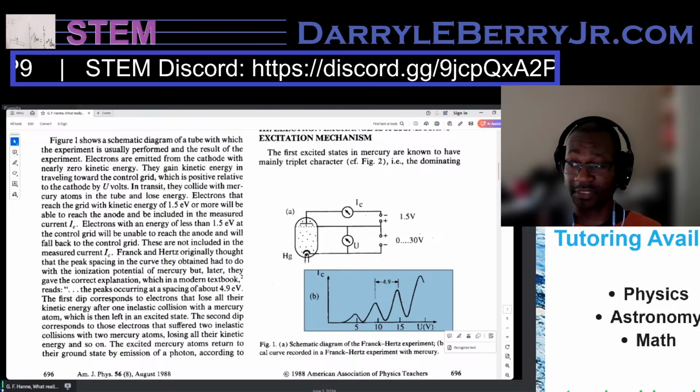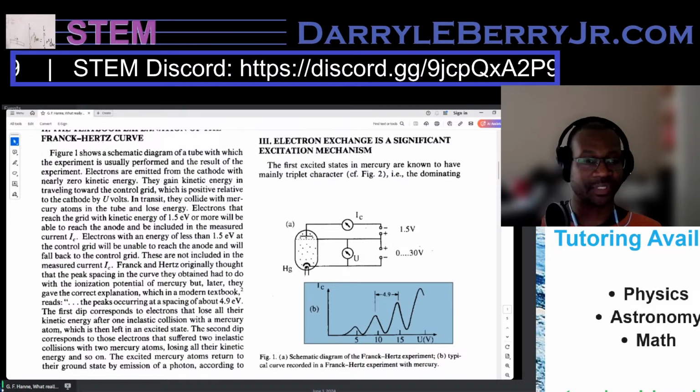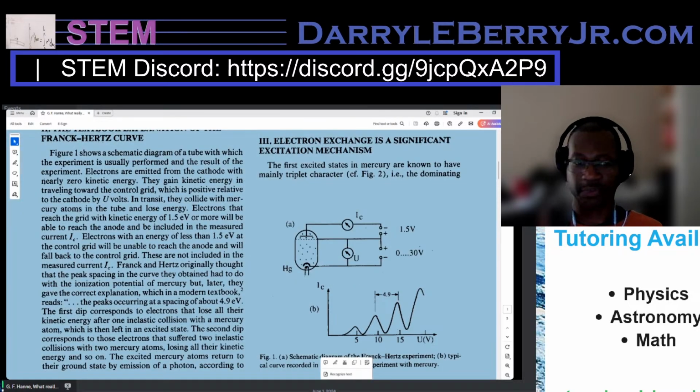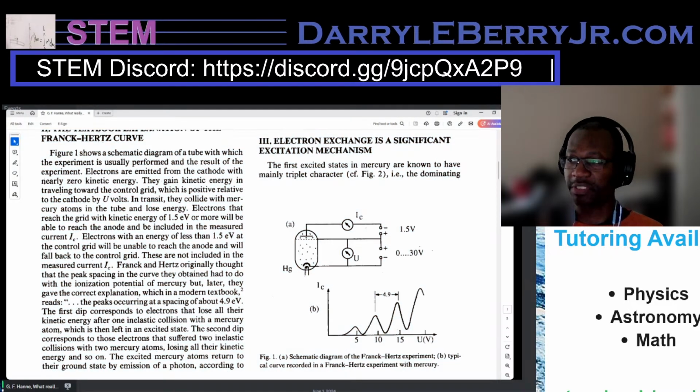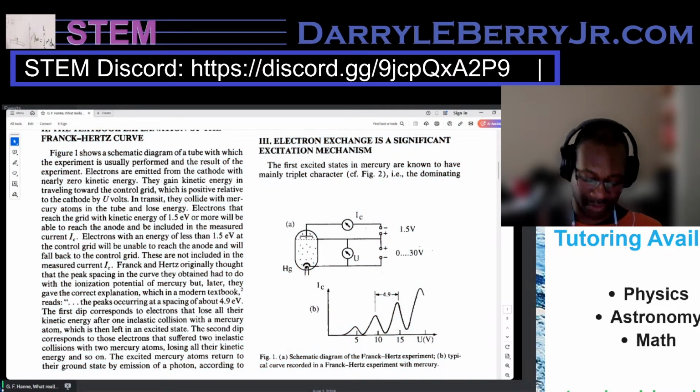So that's pretty interesting, and I understand that a bit better after a good night's sleep. So what I'll do is continue on to part three. Electron exchange is a significant excitation mechanism.